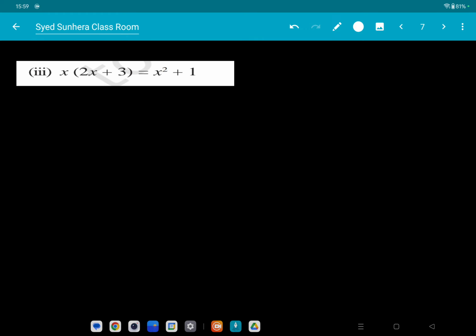Here we can see x into 2x plus 3 is equal to x square plus 1. Is it a quadratic equation? Check whether. So we will multiply these terms first. x into 2x will become 2x square, plus 3 into x, 3x. So 2x square plus 3x is equal to x square plus 1.